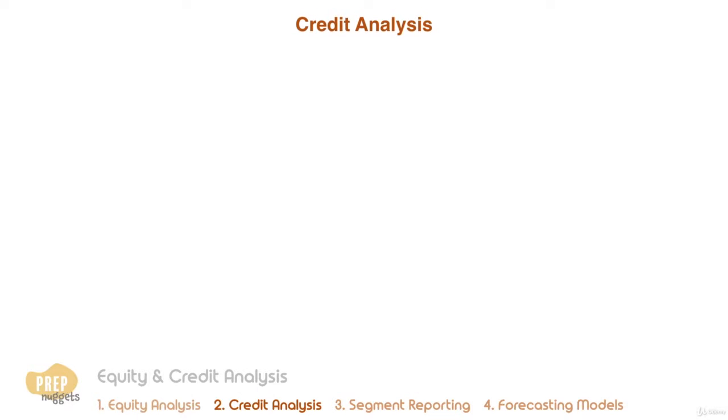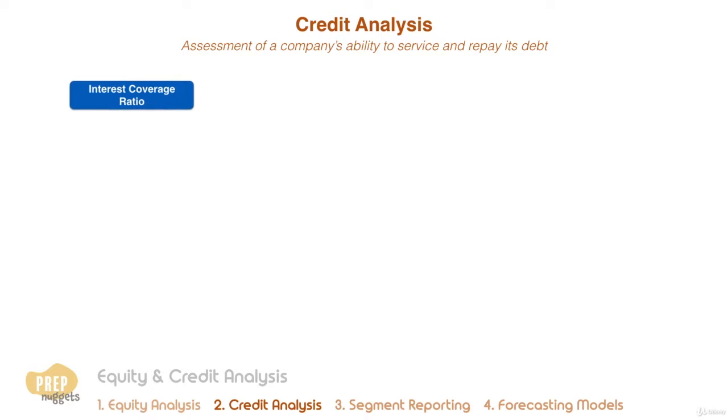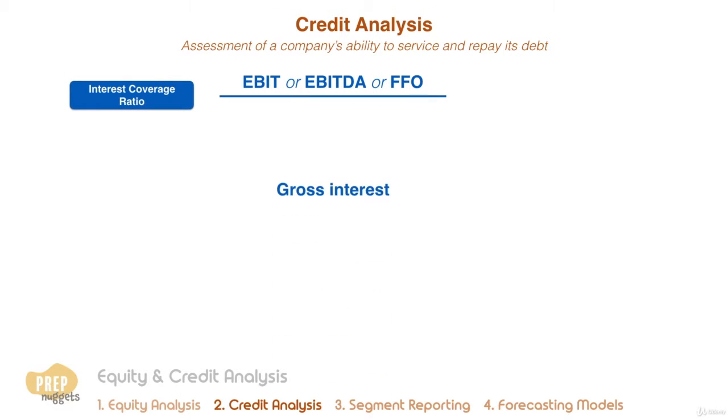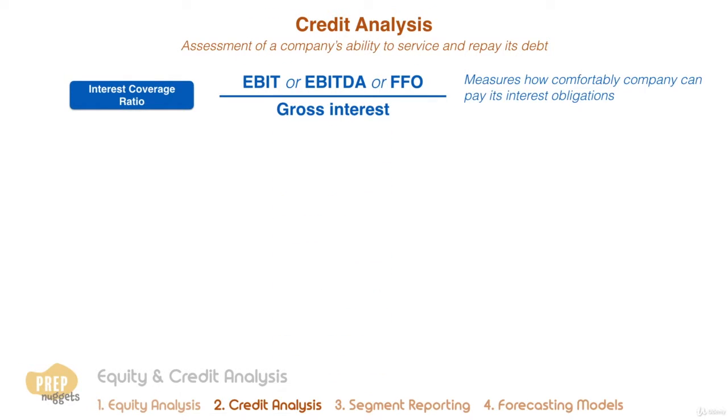Ratios are also used extensively in credit analysis, which is the assessment of a company's ability to service and repay its debt. Credit analysis is covered in detail in the fixed income course under risk analysis, so we shall just briefly cover them here. The interest coverage ratios, as we have discussed earlier, measure how comfortably a company can pay its interest obligations. The numerator can be EBIT, EBITDA, or funds from operations. Funds from operations is defined as net income adjusted for non-cash items.